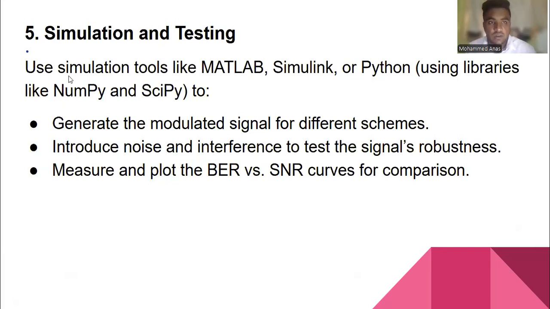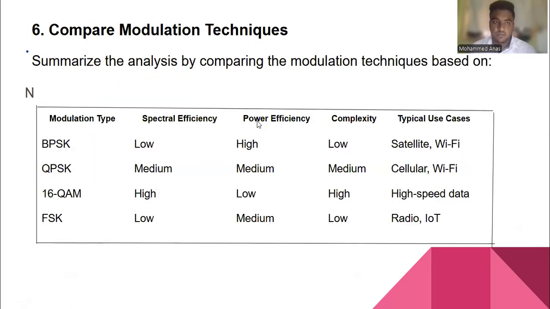Simulation and testing. Use simulation tools like MATLAB, Simulink, or Python libraries like NumPy and SciPy. Generate the modulated signal for different schemes. Introduce noise and interference to test the signals. Measure and plot the BER versus SNR curves for comparison.